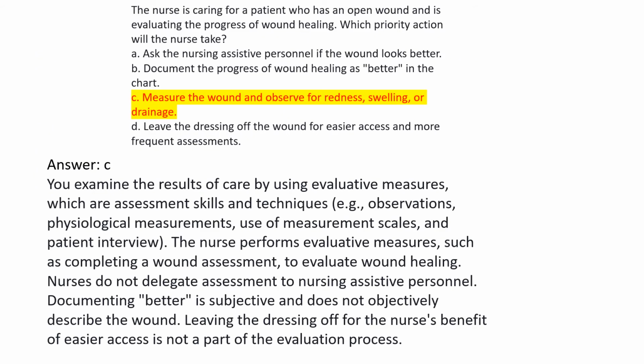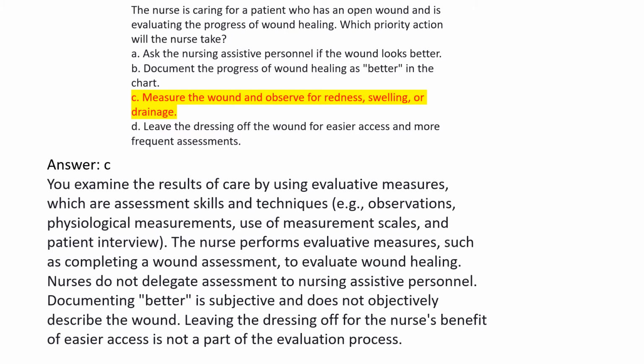Answer: C. Measure the wound and observe for redness, swelling, or drainage. You examine the results of care by using evaluative measures, which are assessment skills and techniques, e.g. observations, physiological measurements, use of measurement scales, and patient interview. The nurse performs evaluative measures, such as completing a wound assessment, to evaluate wound healing.